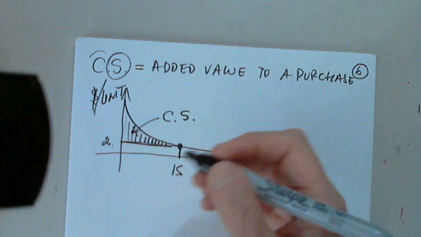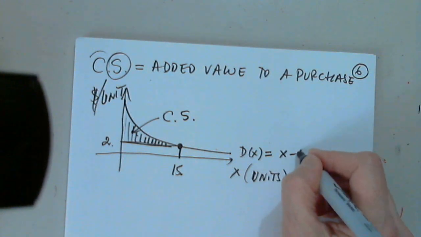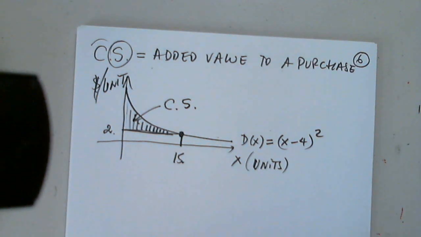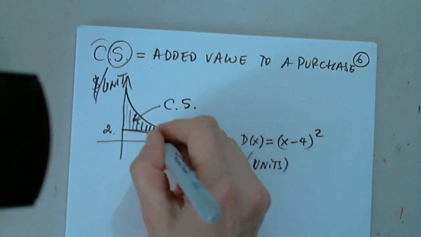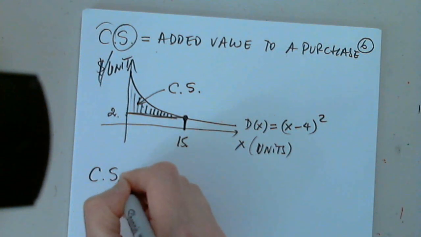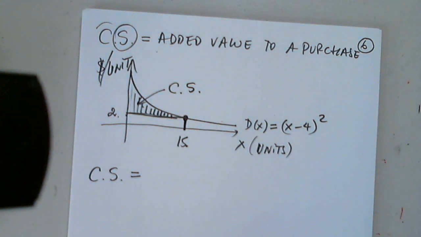If d of x, let's say it's x minus 4 squared, and all this is given to us, 15 units at $2 per unit. Can anyone dictate how we determine the consumer surplus?